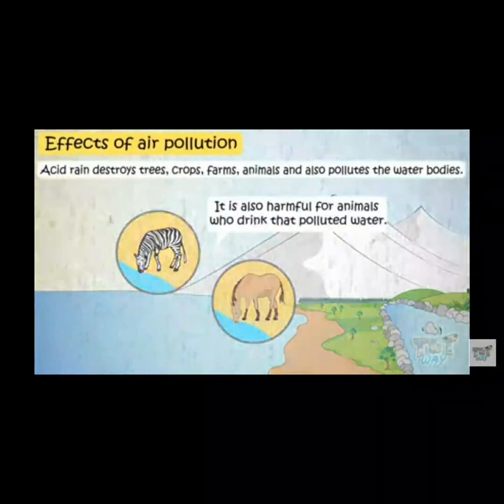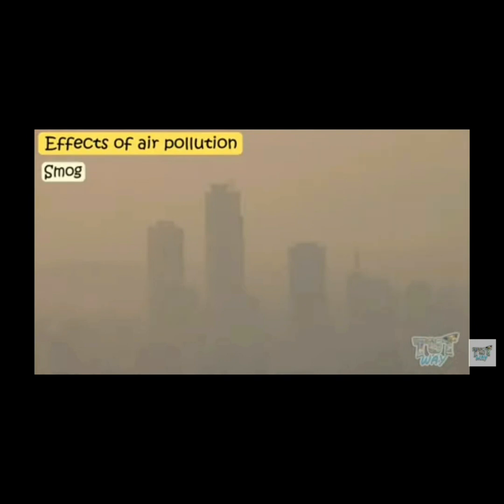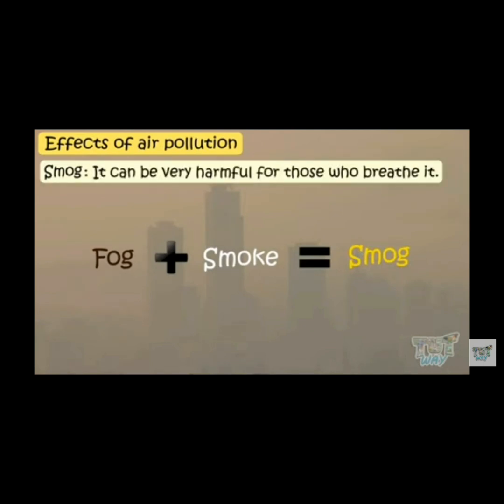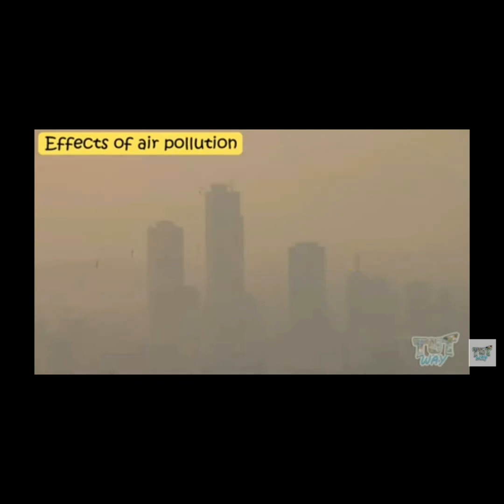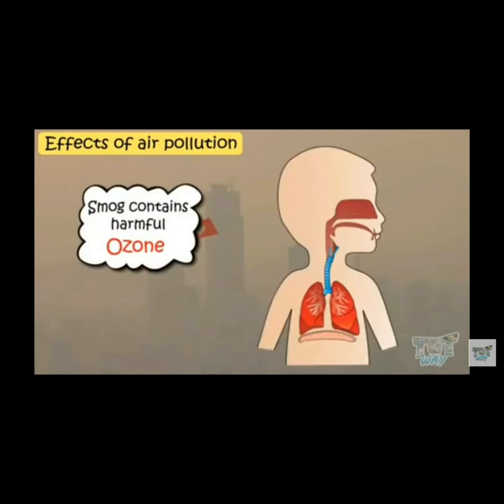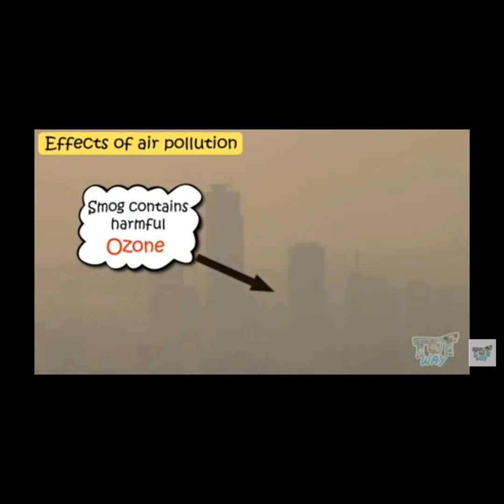Another important effect of pollution is smog. It is formed when fog is mixed with smoke, and a poisonous form of fog is formed, which we call smog. It can be very harmful to breathe in too much of smog, as it contains a pollutant called ozone. And ozone is a gas that is very harmful for our lungs. Smog also reduces the visibility.